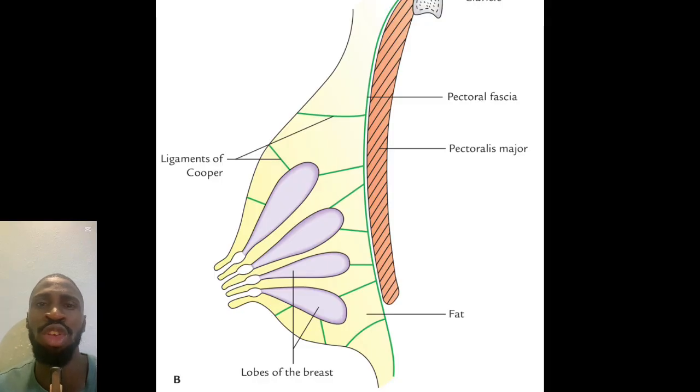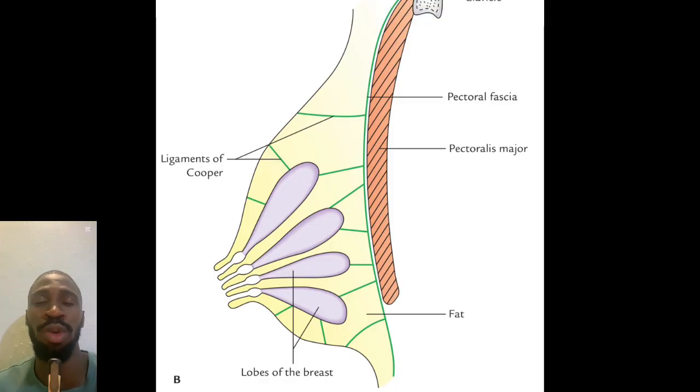The dense connective tissue is arranged in a radial fashion, and when they are arranged this way, they form what we call the suspensory ligament of Cooper. So the dense connective tissue comes together and forms fibrous septa, which form the suspensory ligament of Cooper. This suspensory ligament attaches the skin and the duct of the breast to the pectoral fascia. So it connects the skin and the duct of the mammary gland to the pectoral fascia.